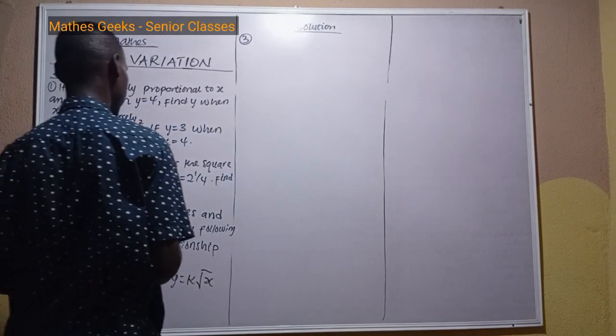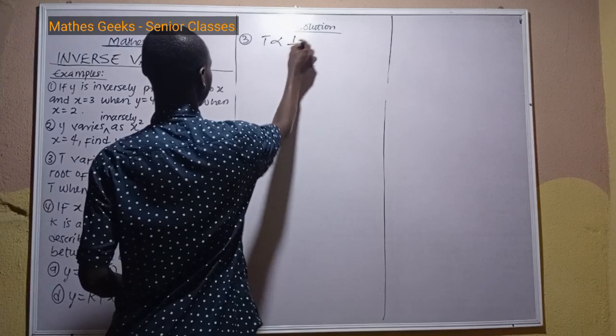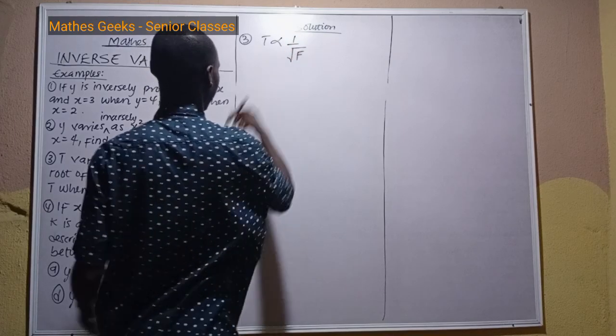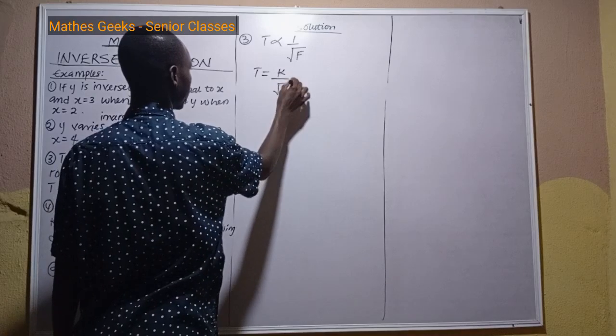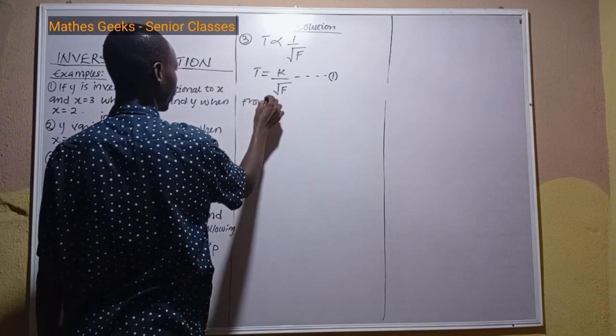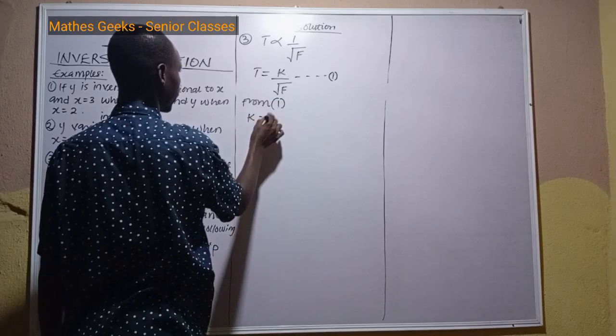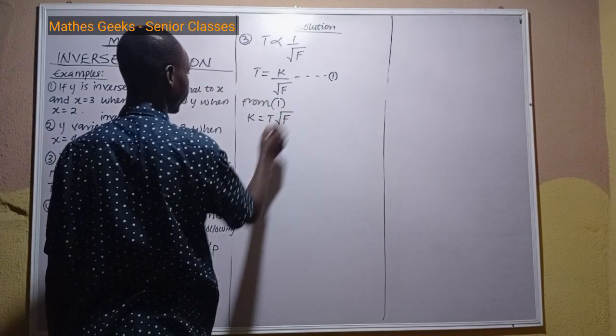t varies inversely as the square root of f. So t is equal to k over square root of f, equation 1. So from 1, k is equal to t root f.